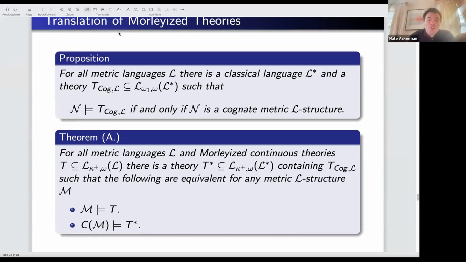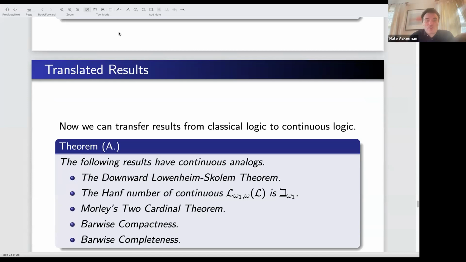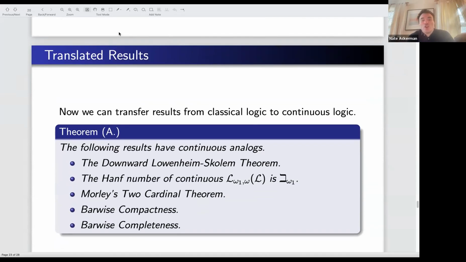Okay, so what are some of the results we can say? I'll make these statements a little more precise in a second, but the following all have continuous analogs. The Downward Löwenheim-Skolem theorem. If you remember, this was the test case, the case that we wanted to talk about. That is going to have an analog in continuous logic that immediately lifts from the corresponding analog for classical L omega 1 omega.